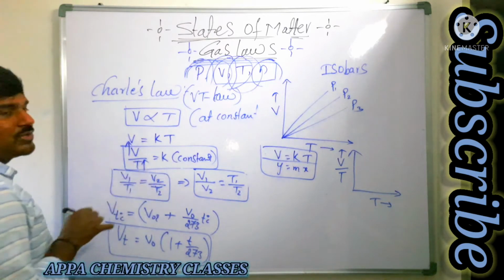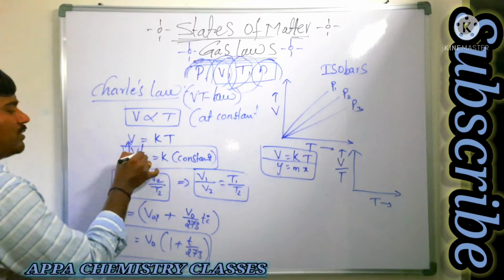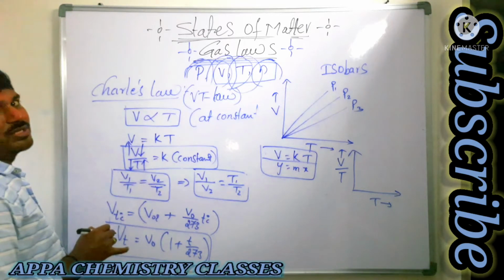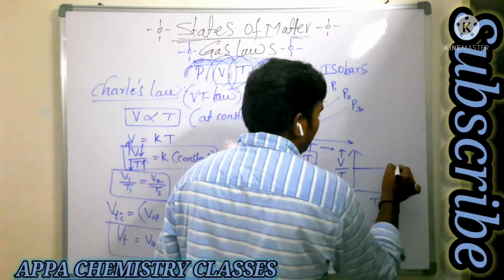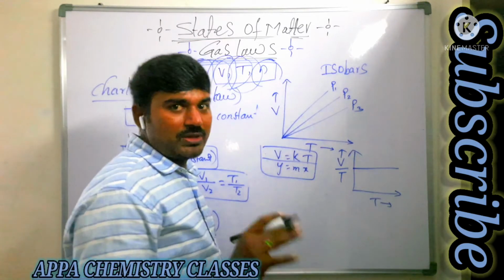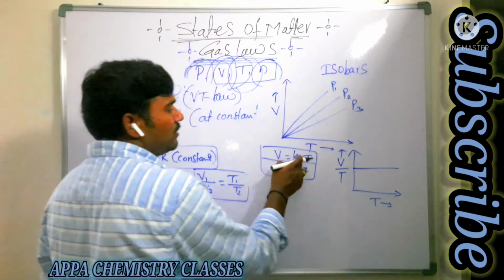So as temperature increases, volume also increases, and as volume decreases, temperature also decreases. Then the resultant value remains constant. V by T is always constant. Is that clear?